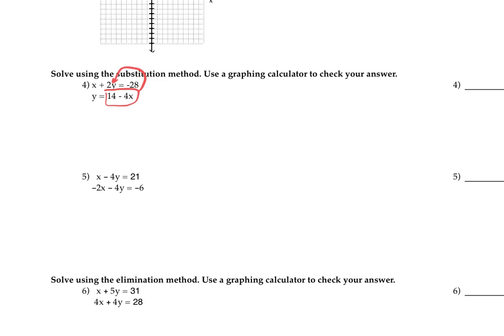If it's not solved for x or y, then like on number 5, I would pick x. I would get x by itself. Add 4y to 21, and then plug it in and solve it. Once again, on all of these, the first 7 problems, you can either get one solution, which is an ordered pair, no solution, or infinitely many solutions. And so even with substitution and elimination, you might end up with one of those special types of solutions.